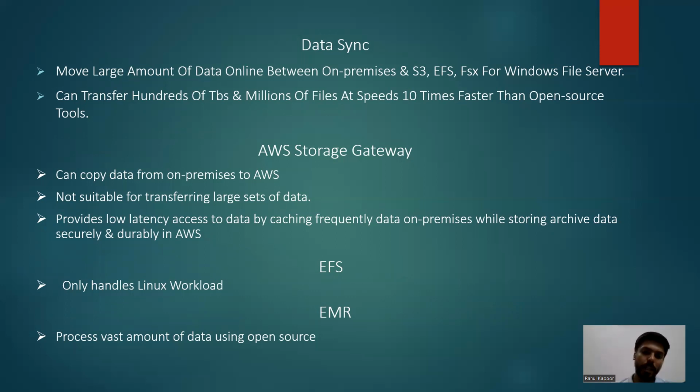Okay, then AWS Storage Gateway, it can copy data from on-premises to AWS. Now, the difference between Storage Gateway and DataSync is that DataSync is used for large amounts of data. Okay, Storage Gateway is not suitable for large sets of data. It provides low latency access to data by caching frequently used data on premises. Okay, तो मतलब जहाँ पे भी caching आ रहा है, it will help you in providing low latency.